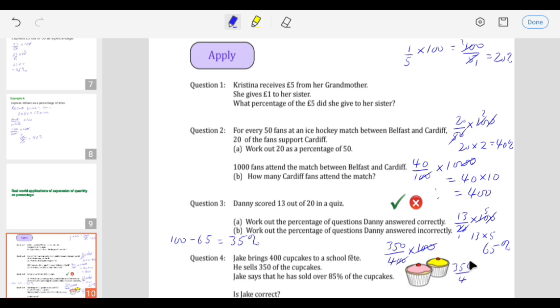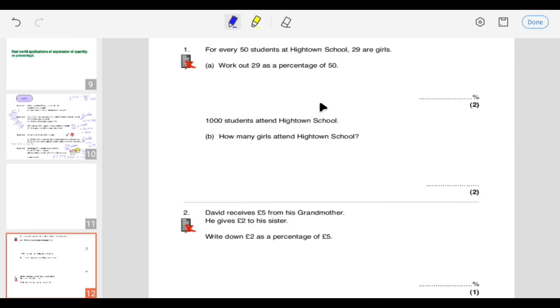So 350 divided by 4, let's take our long division here. 4 can go in 35 how many times? 8 times. 8 times 4 will give you 32. So you bring down this 0, this will be 30. 4 can go in 30 7 times. 4 times 7 will give you 28. If we reduce this, this will be 2 and 0. 4 cannot go in 2, so you put your point here and you add your 0 here. 4 can go in 20 how many times? 5 times. 5 times 4 will give you 20. 20 minus 20 is 0. Therefore, Jake sold 87.5%, not 85%. Therefore, Jake is incorrect. So let's take two more questions before we go.